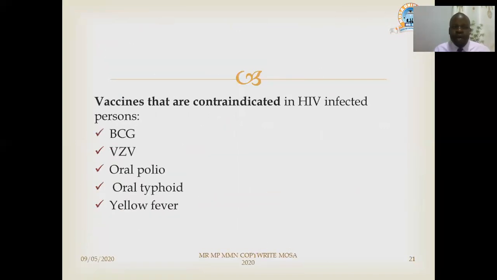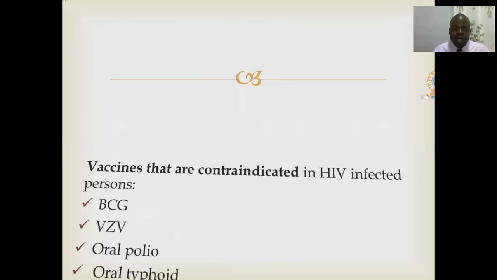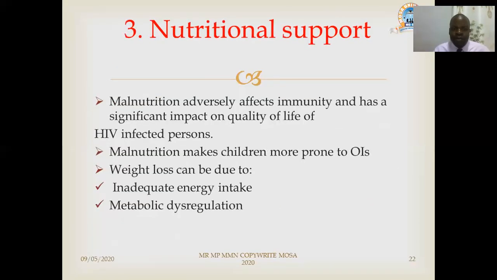Then vaccines that are contraindicated in HIV infected persons: we have BCG, VZV, oral polio vaccine, oral typhoid and yellow fever. So these vaccines react with the medication for HIV, so they are not advisable to give to people who are HIV positive.